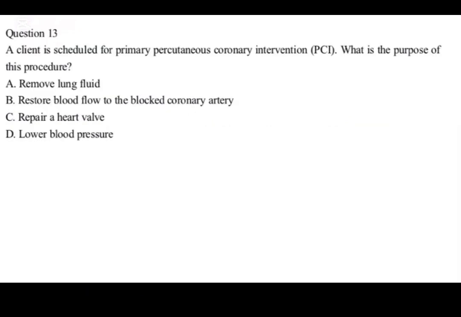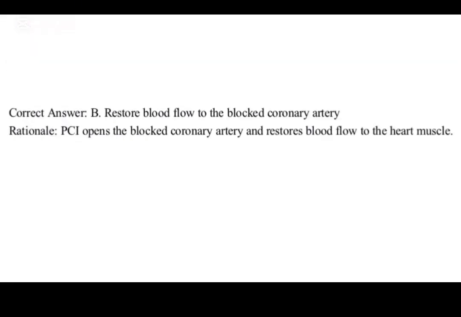Question 13. A client is scheduled for primary percutaneous coronary intervention, PCI. What is the purpose of this procedure? A. Remove lung fluid. B. Restore blood flow to the blocked coronary artery. C. Repair a heart valve. D. Lower blood pressure. Correct answer, B. Restore blood flow to the blocked coronary artery. Rationale: PCI opens the blocked coronary artery and restores blood flow to the heart muscle.